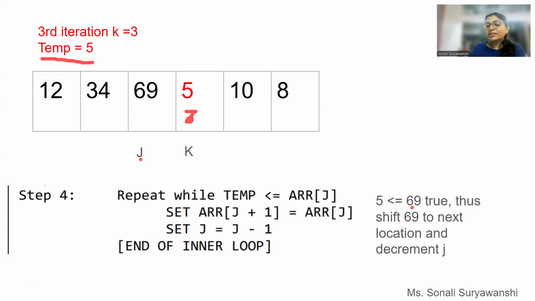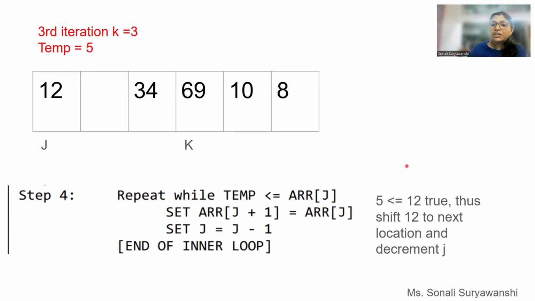So if you see, 5 is lesser than 69, yes, it is true. So what do we do? We know that this number should not come here because 5 should come before that. So we will shift this number to the right side. Yes, so after this 69 will be shifted, and at the same time when we are shifting 69 to the right side, j has to decrement. So 69 goes to the right side and j is decremented, and it is now pointing to 34. Again the same loop works. Here 5 is lesser than 34 also. So this number should not come here. It has to shift towards the right side and j has to shift towards the left side. So 34 goes here and j comes here.